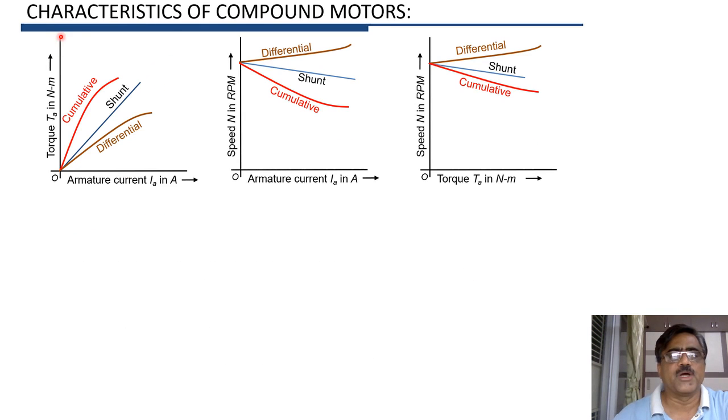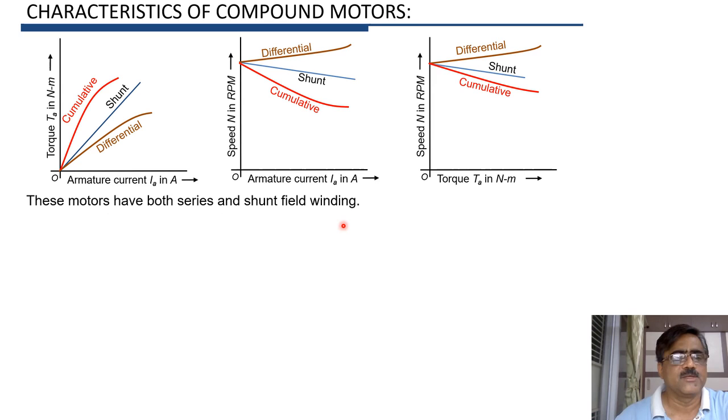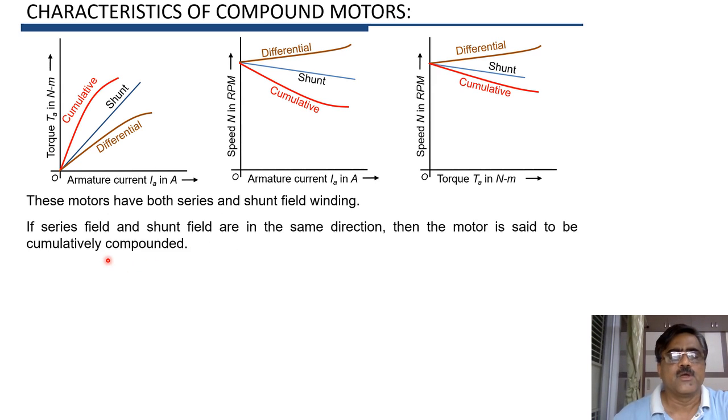Third type of motor is DC compound motor. Let us now see characteristics of DC compound motors. So compound motor is a combination of series and shunt motor. So these motors have both windings, series and shunt field windings. Now there are two types of compound motors.